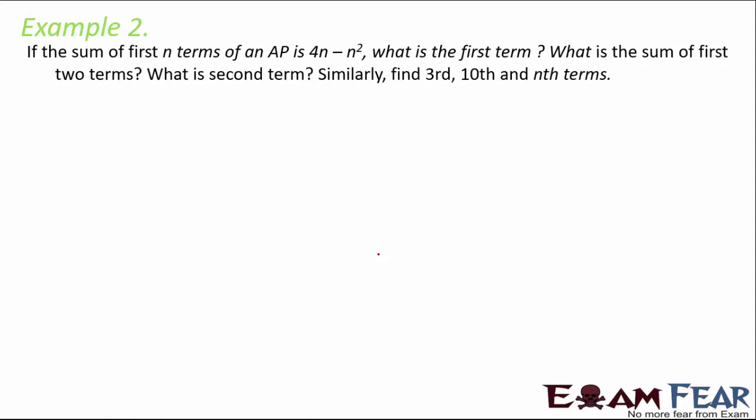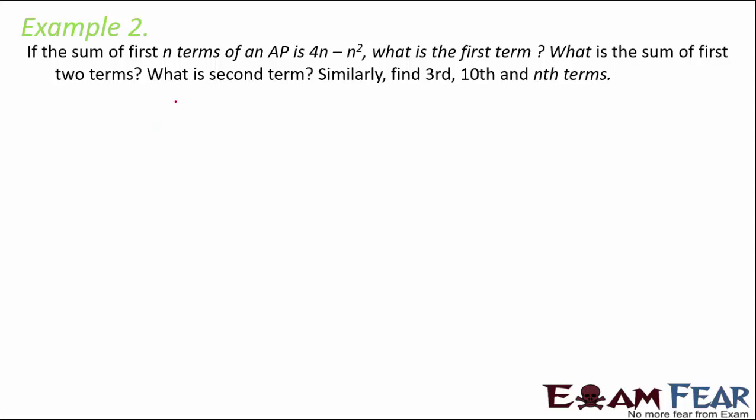Moving on to the next example. If the sum of first n terms of an AP is 4n minus n square, what is the first term? What is the sum of the first two terms? What is the second term? Similarly, find third, 10th and nth terms.